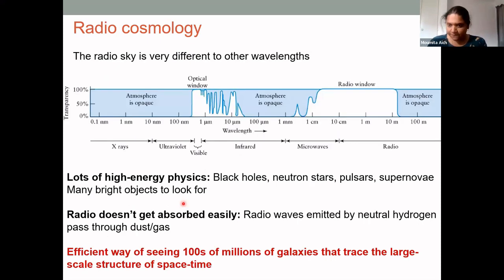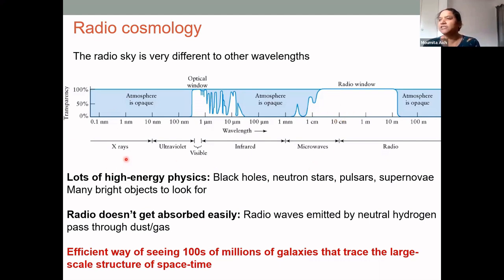So, a brief introduction to radio cosmology. The reason we look at the sky in radio is that it is very different to any other wavelength. This is a diagram which is shown in astronomy undergrad courses, showing the atmospheric windows. You have the radio window, which is quite a clean window. This shows you the transparency of the atmosphere, so you can easily do radio probing from Earth.